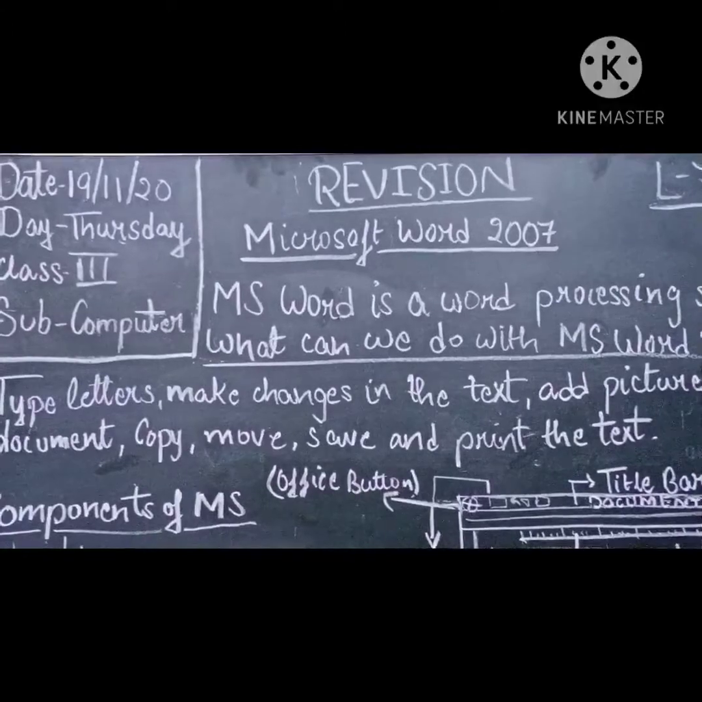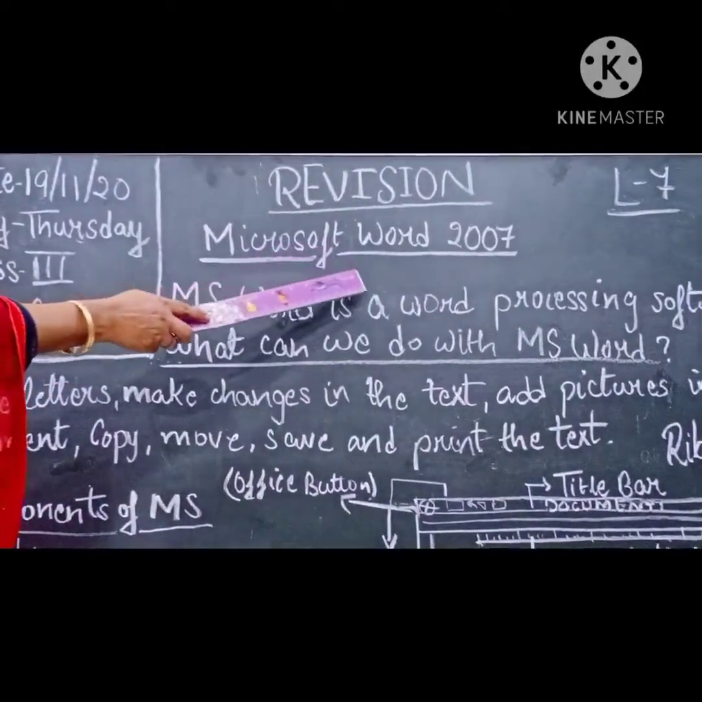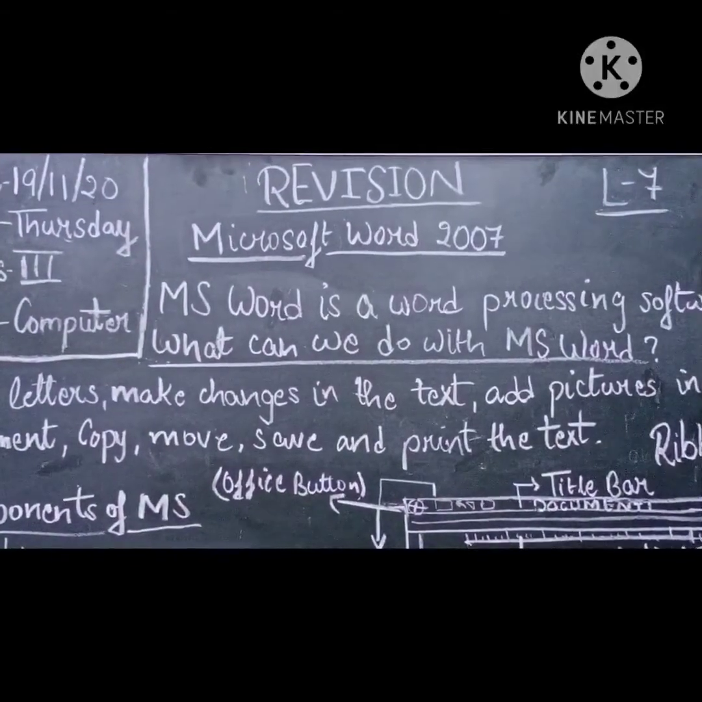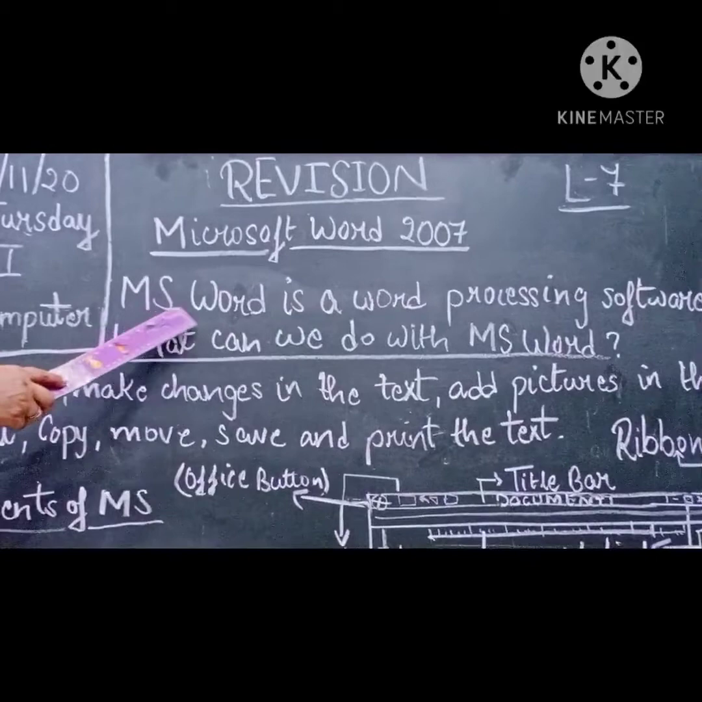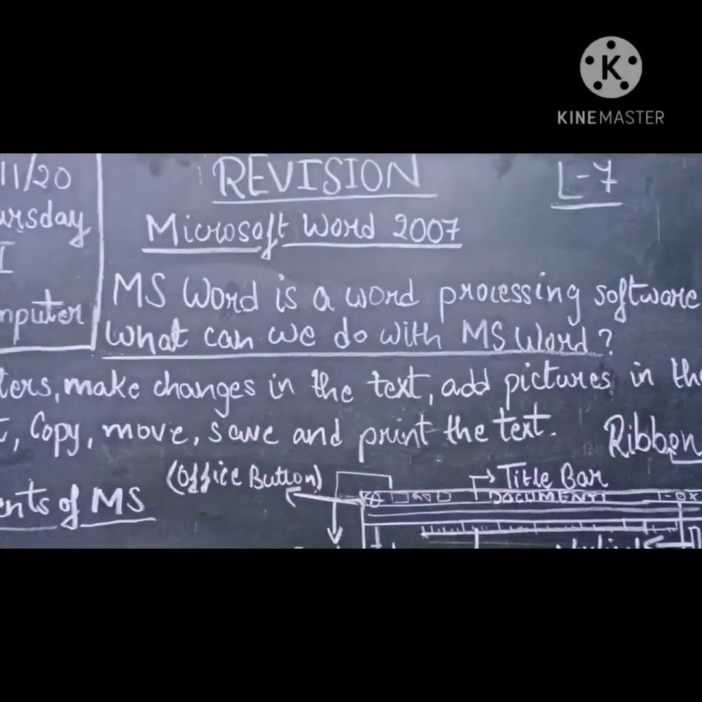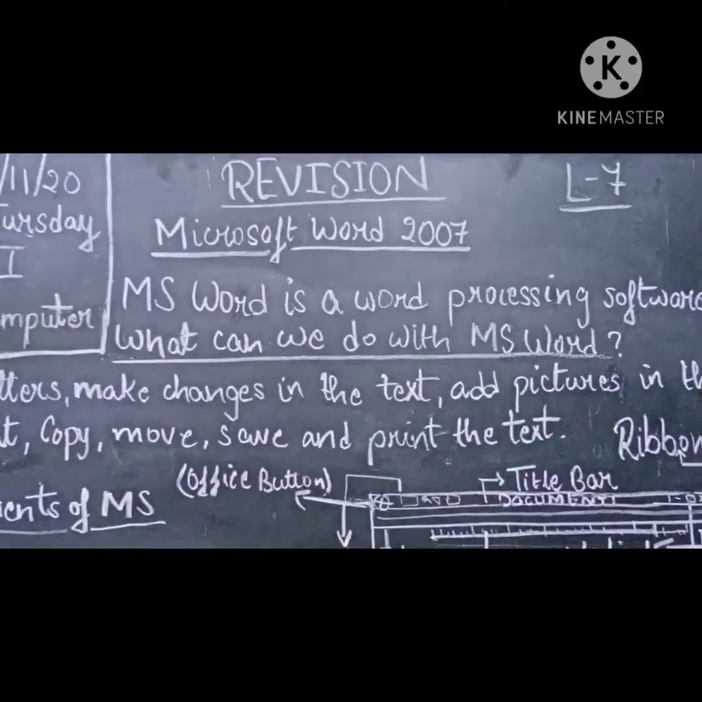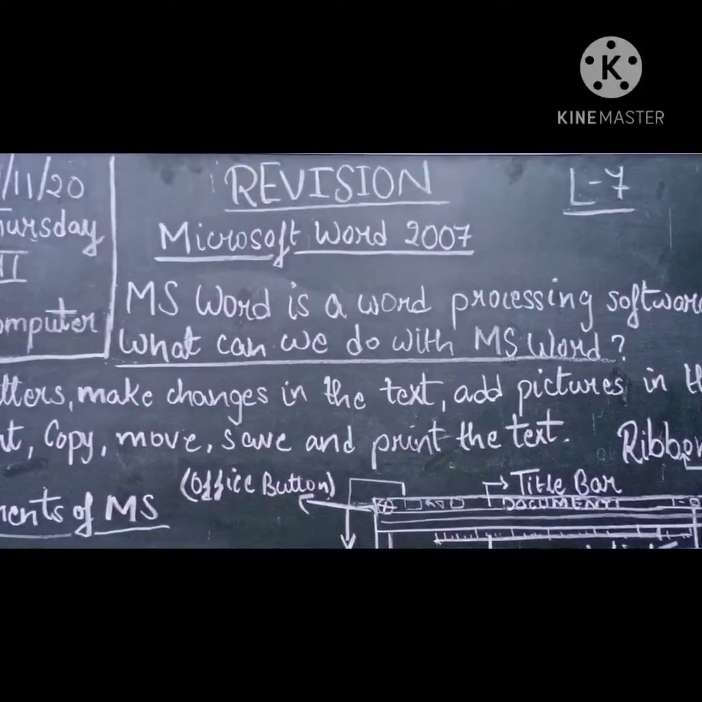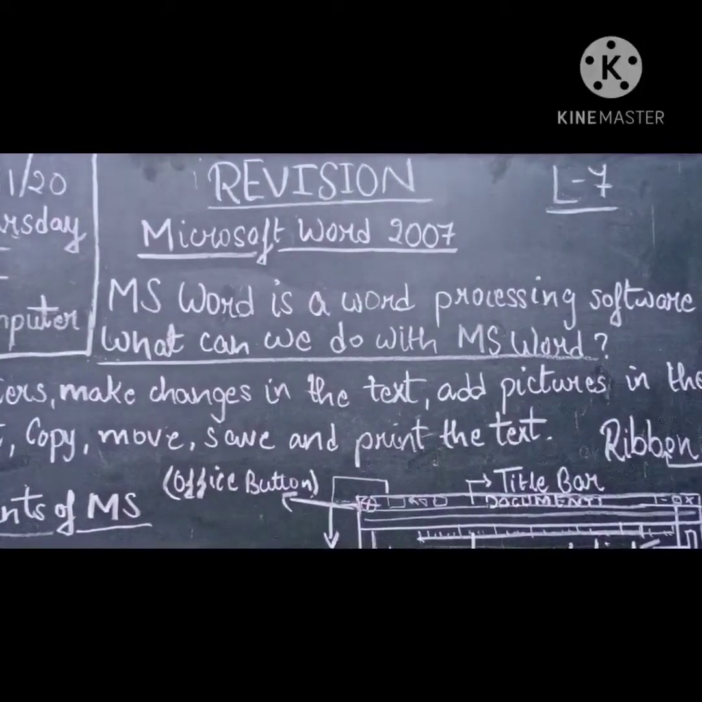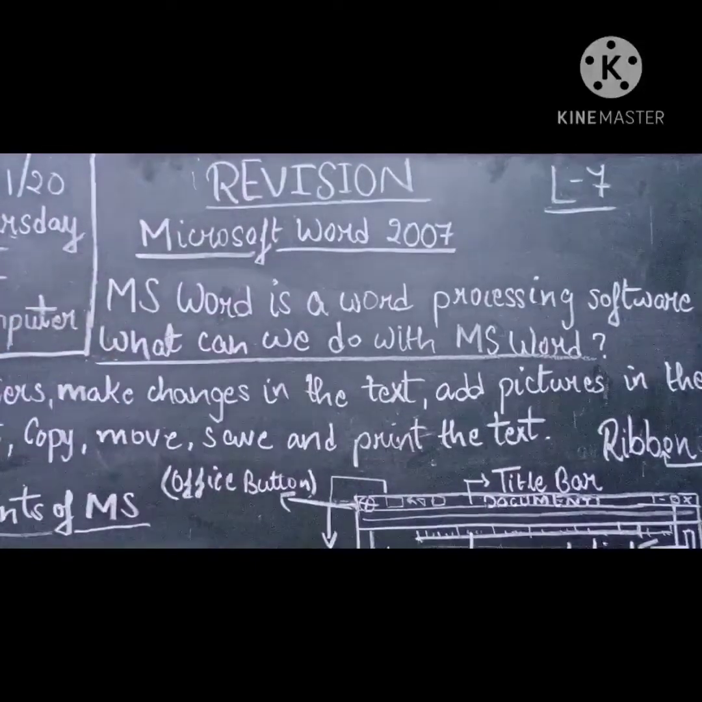Children, today we will start the revision of Lesson 7 Microsoft Word 2007. As I have told you before, Microsoft Word is a word processing software. Children, MS Word allows us to type text on a computer in a simple and effective manner. Children, the question arises, what can we do with MS Word?